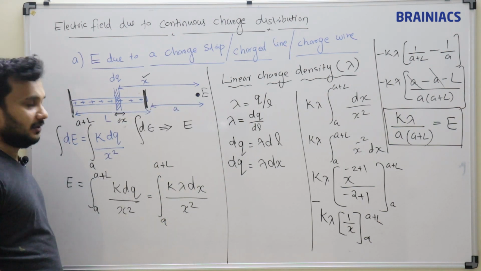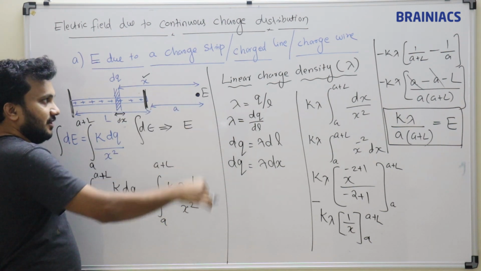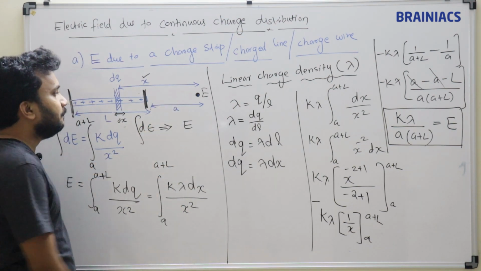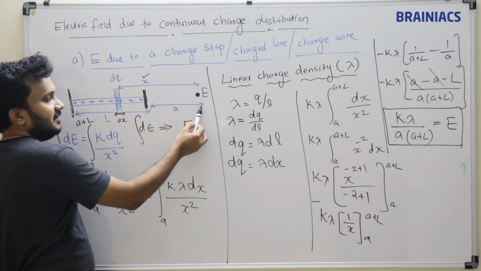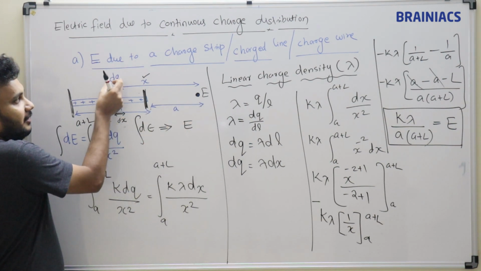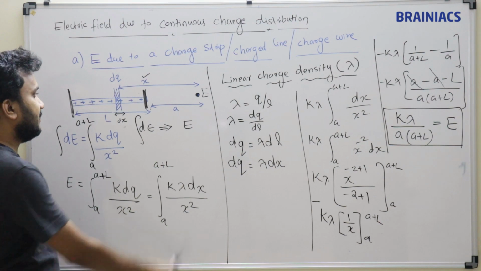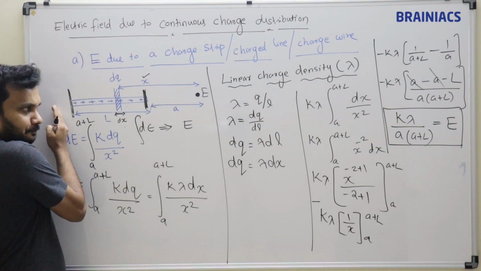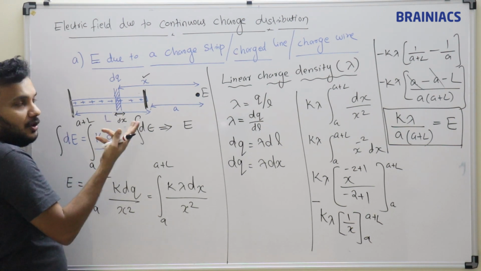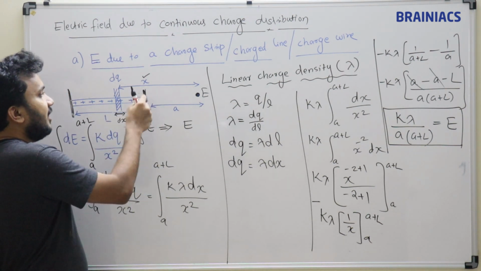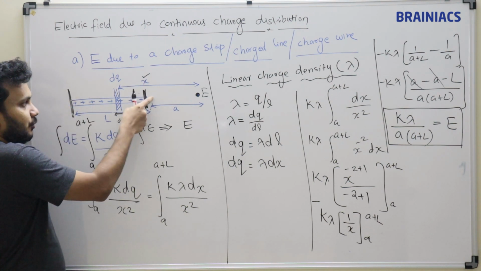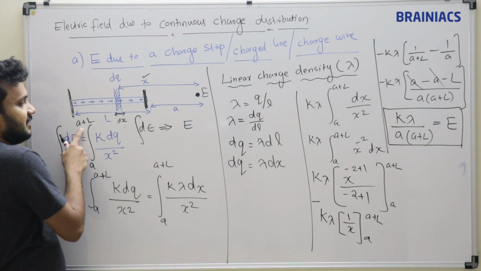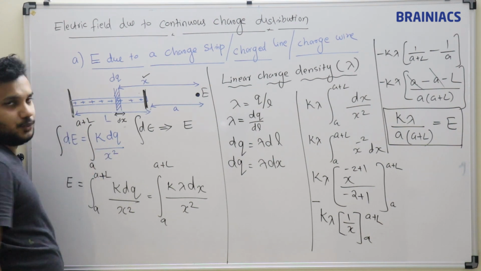Okay, hope you understood. I will just go through this derivation once again for your understanding. Here this distance is a, and we are taking a dq element whose length is dx, and we are moving from right to left because we don't know how many dq's there will be. So we are going from one border to another border: lower border limit a, upper border limit a plus l, k into dq by x square.